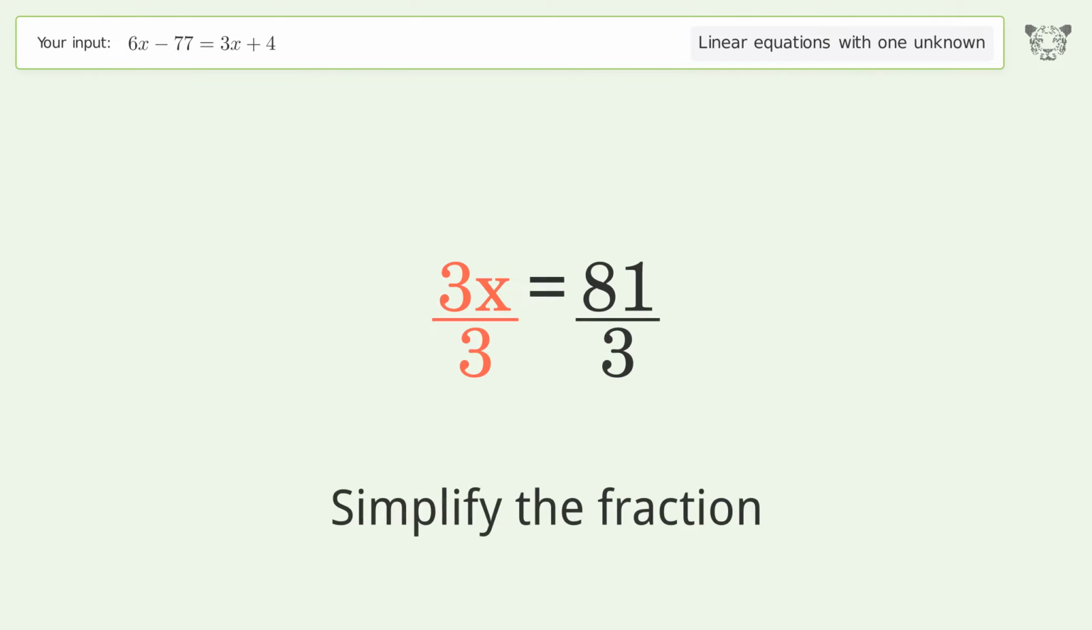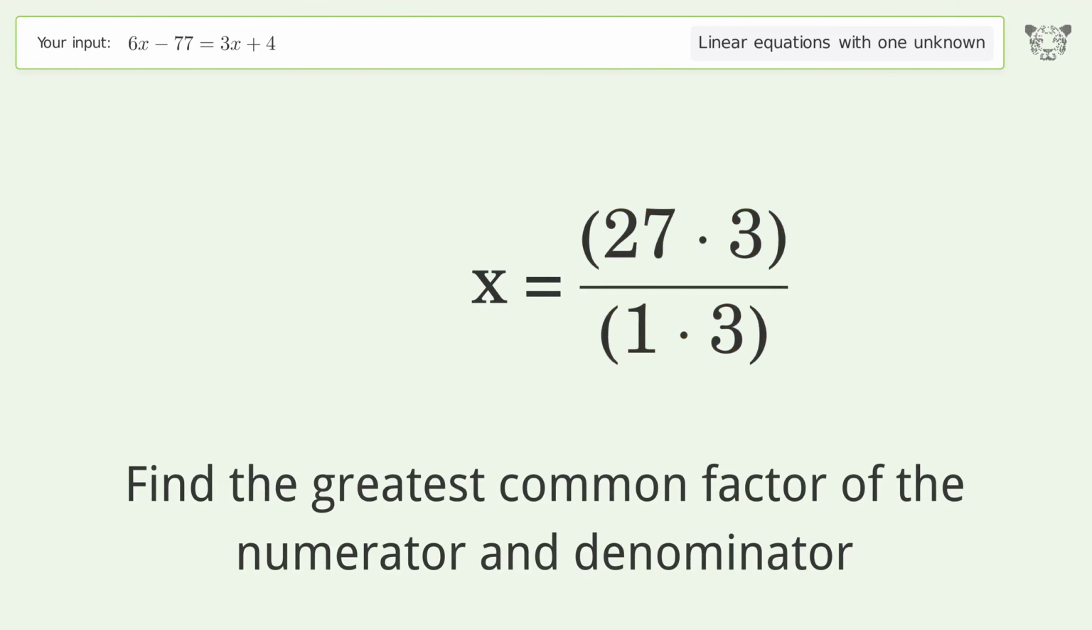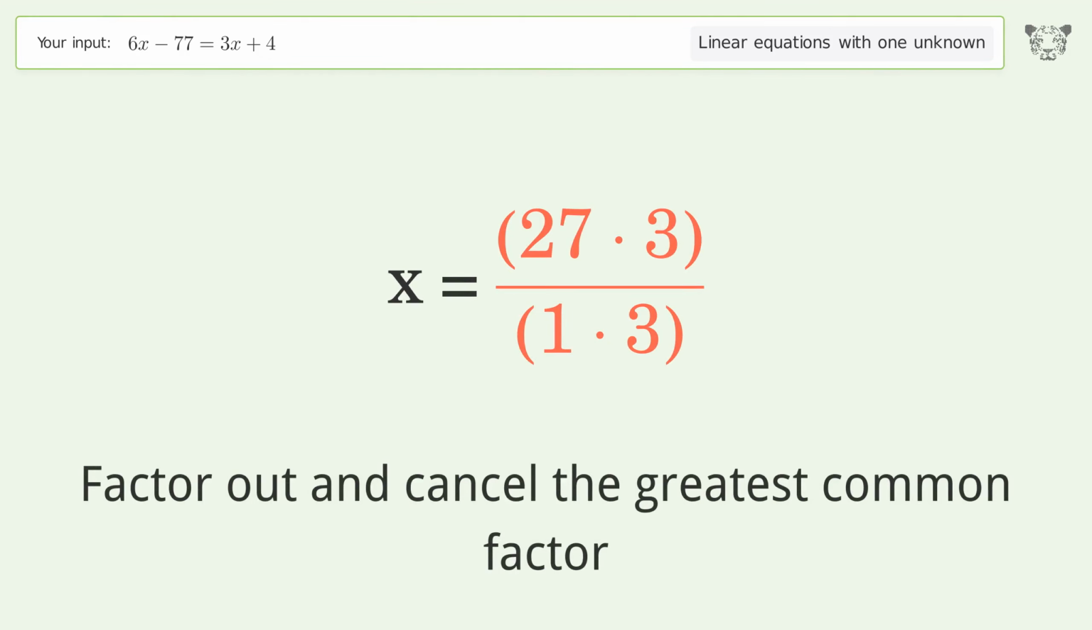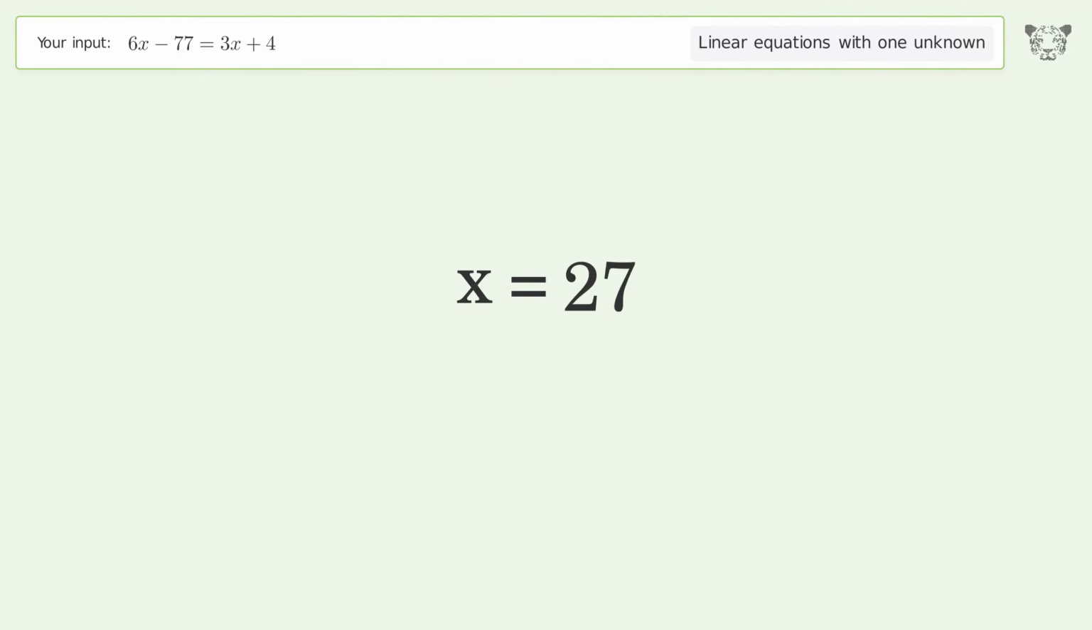Simplify the fraction. Find the greatest common factor of the numerator and denominator. Factor out and cancel the greatest common factor. And so the final result is x equals 27.